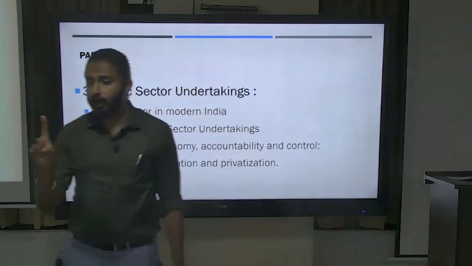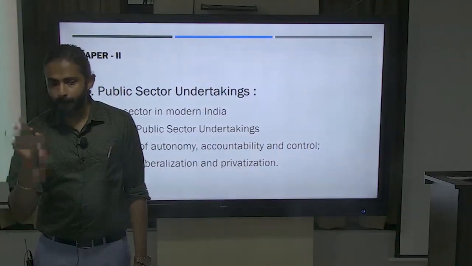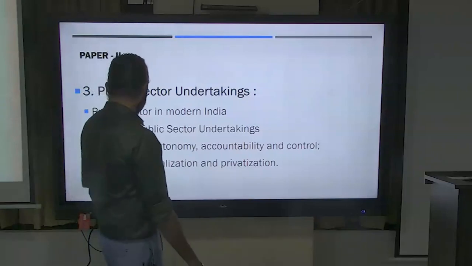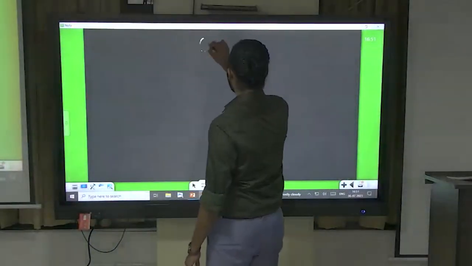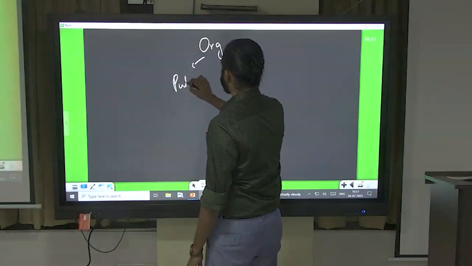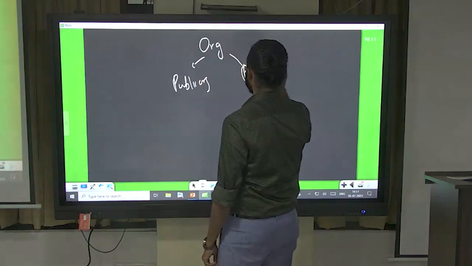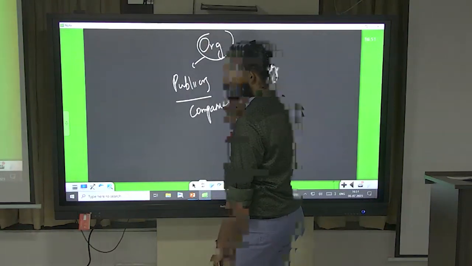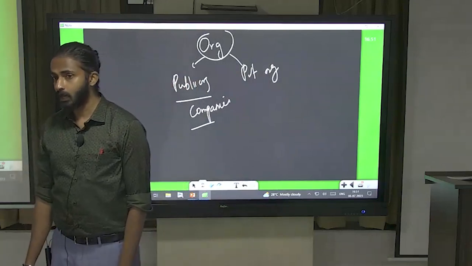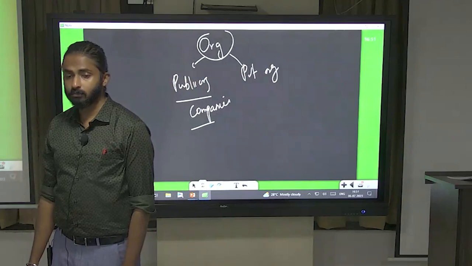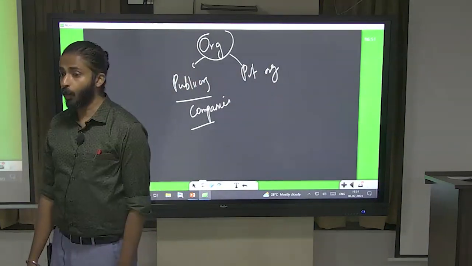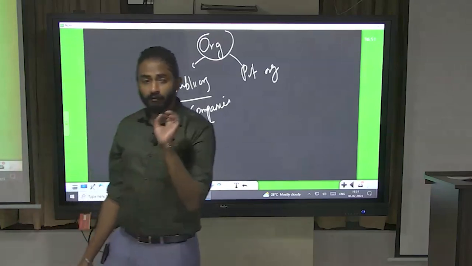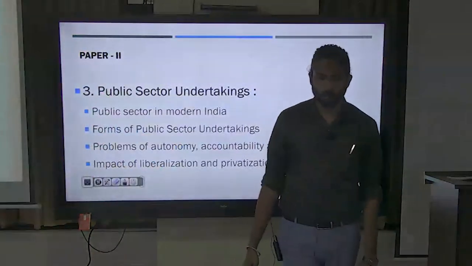Chapter 3, we will deal with one public organization in India called PSU. What is PSU? The full form is public sector undertaking. Basically, organizations we can divide into public organizations and private organizations. The government also runs certain companies, for example Railways, Indian Oil, BPCL, ONGC. People write exams to get into these government services. So these companies which are run by the government are called PSU, public sector undertaking.